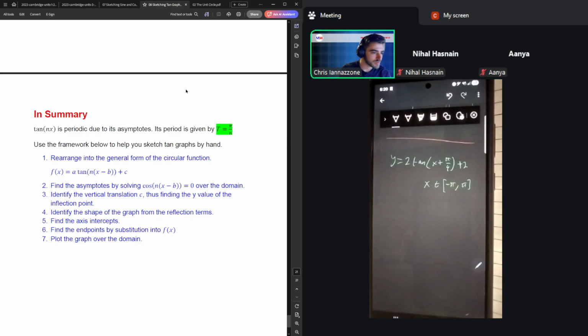Step 1, rearranging into the general form. We don't necessarily have to do that here because everything is clearly visible to us. There's no coefficients to be taken out. We can see all the translation and dilation terms. Not that it matters too much, it's more so just a good practice thing. That would lead us to step 2 then, which would be finding the asymptotes by solving cosine equals 0. So how are we going to do that?